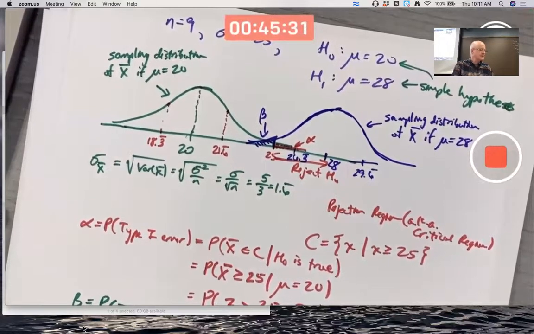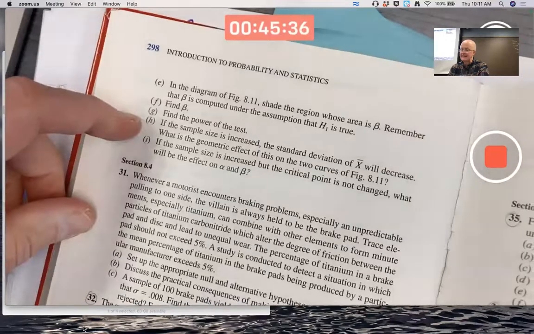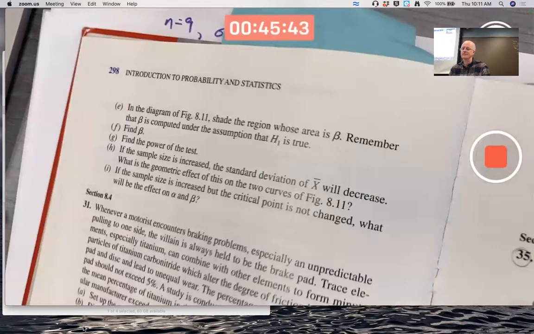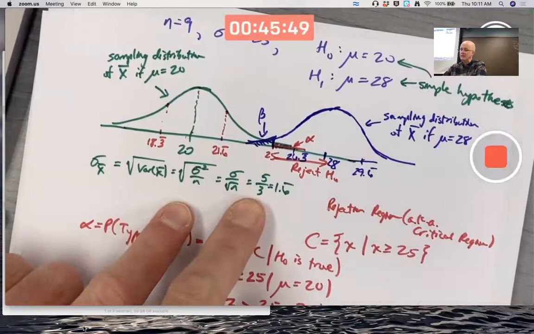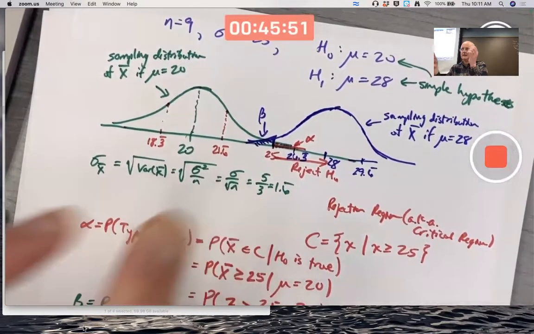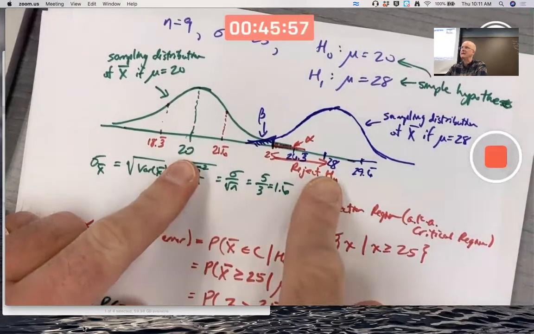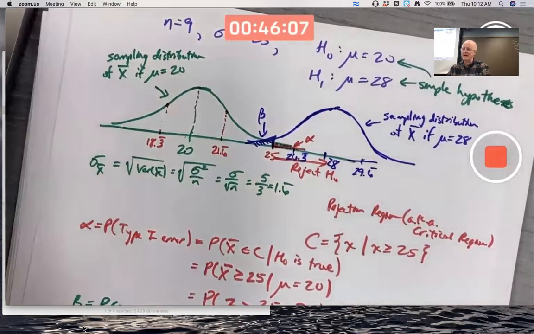Part H says, if the sample size is increased, n is increased, the standard deviation of X bar will decrease. What's the geometric effect on the two curves? This number, as n increases, it gets smaller. So the inflection points move closer to 20 and 28 respectively. These curves get skinnier and skinnier. Of course, to make the area under them still equal to 1, they have to get taller and taller as well. That's the effect on the curves.